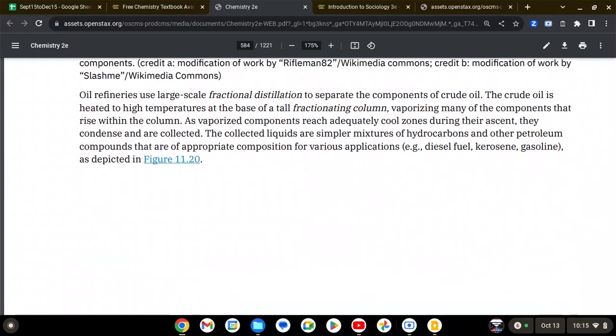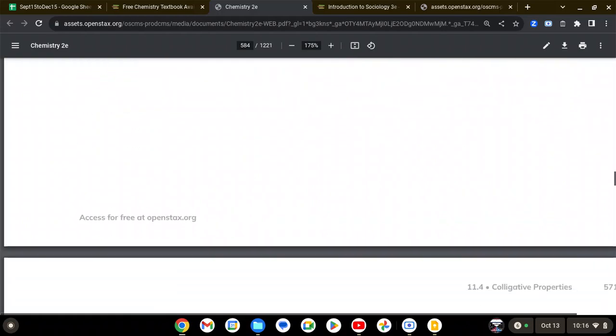Oil refineries use large-scale fractional distillation to separate the components of crude oil. The crude oil is heated to high temperatures at the base of a tall fractionating column, vaporizing many of the components that rise within the column. As vaporized components reach adequately cool zones during their ascent, they condense and are collected. The collected liquids are simpler mixtures of hydrocarbons and other petroleum compounds that are of appropriate composition for various applications, as depicted in Figure 11.20.